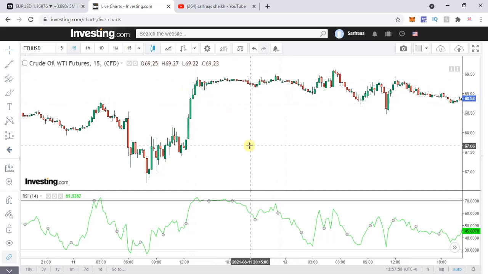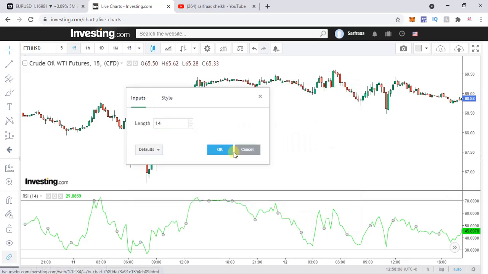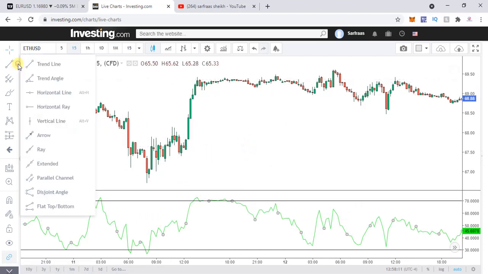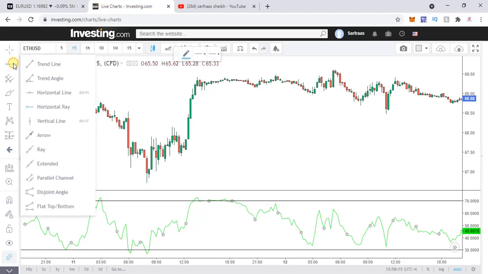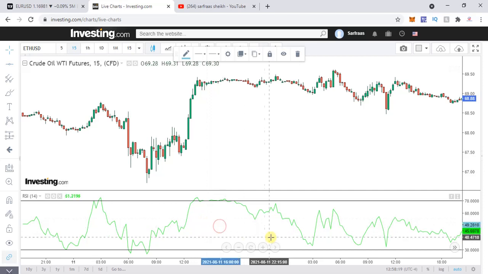So what you do is typically you come again into the settings and inputs. Okay, not in the RSI. I'm going to come to here, horizontal line, not ray, basically horizontal line. I'll come and click over here.